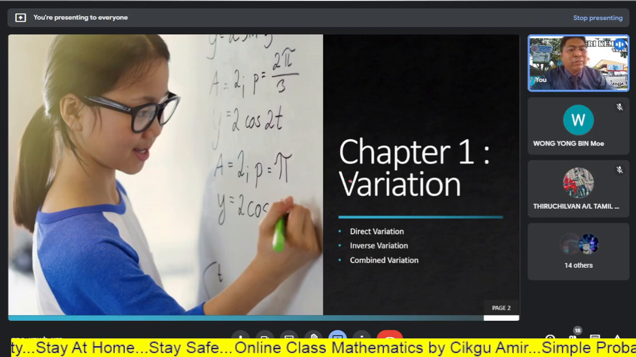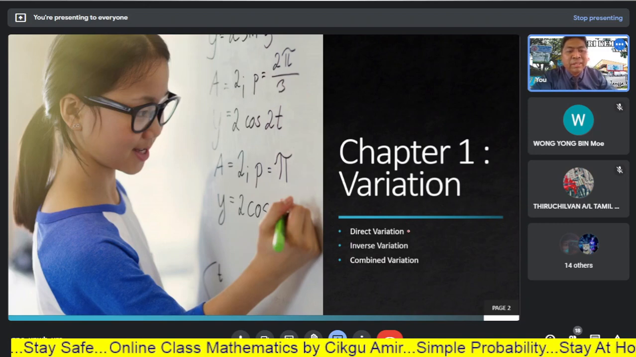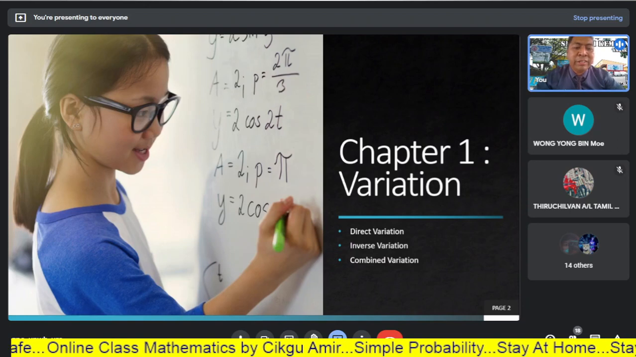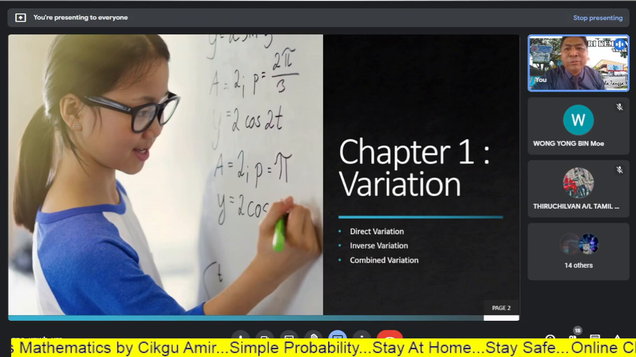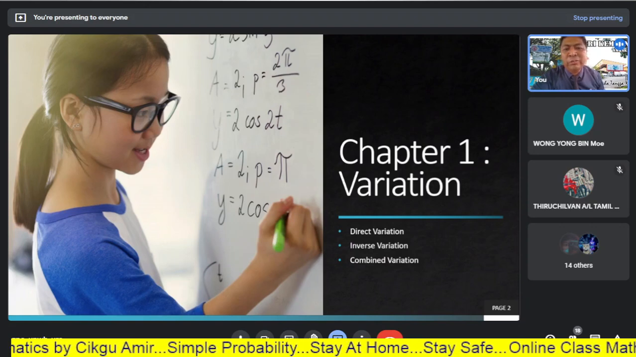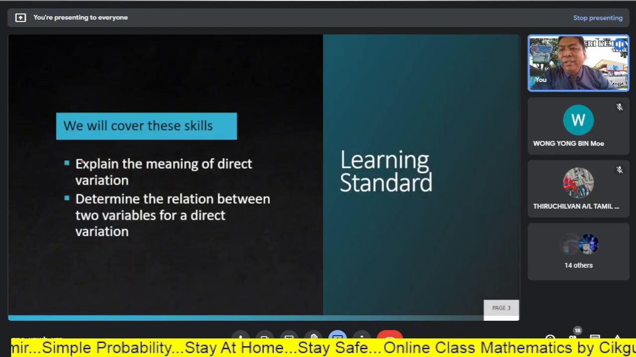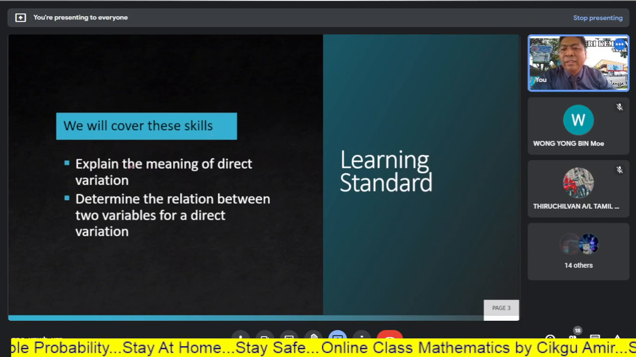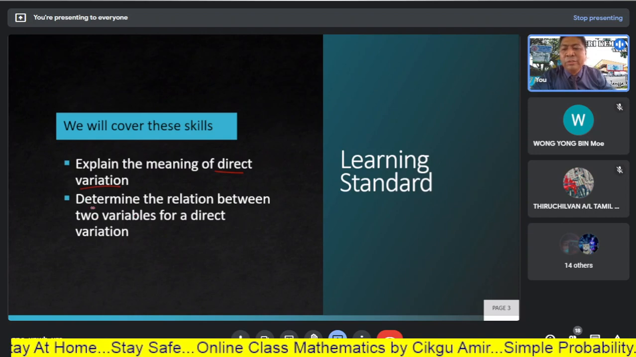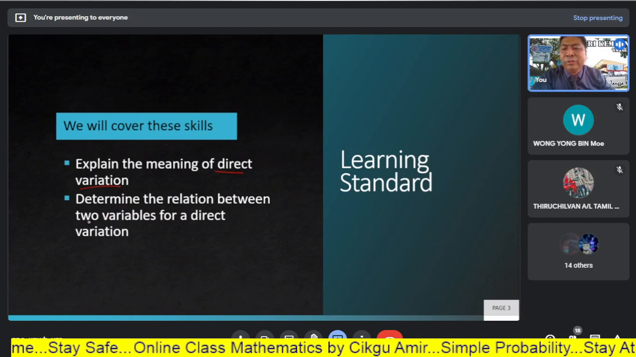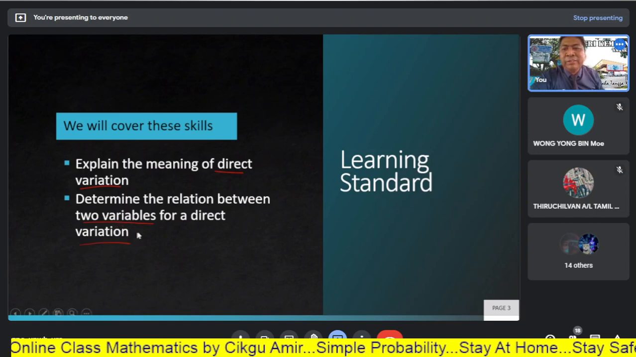Chapter 1, Variation. In Chapter 1 Variation, we have 3 subtopics: direct variation, inverse variation, and combined variation. It's actually simple. This chapter is easy. Today we will cover these skills: explain the meaning of direct variation, and determine the relation between two variables for direct variation.